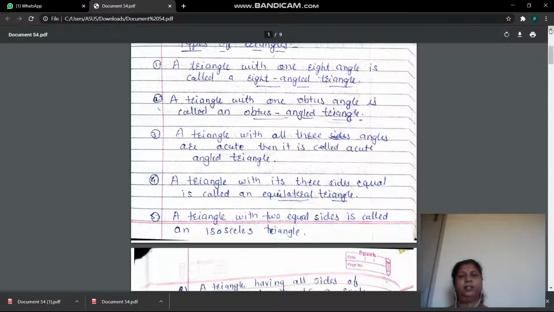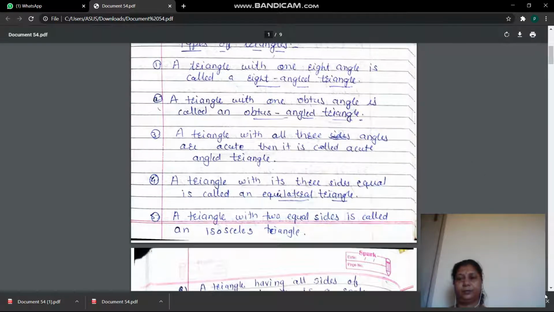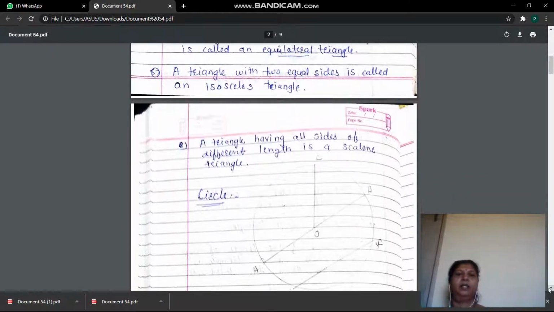A triangle with its three sides equal is called an equilateral triangle. A triangle with two sides equal is called an isosceles triangle. Then next, a triangle with all sides different is called a scalene triangle. Okay, so triangles are completed.